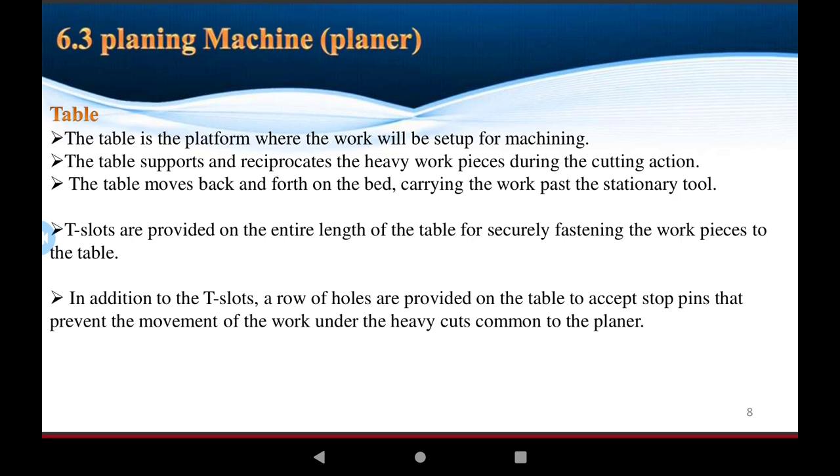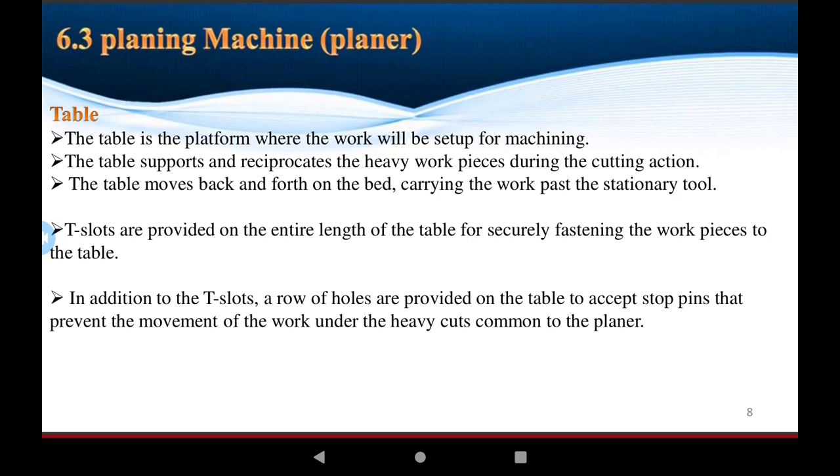The table also supports the workpiece, and the workpiece is carried past the stationary tool during the cutting action. It supports the reciprocating heavy workpiece during the operation of the machine.